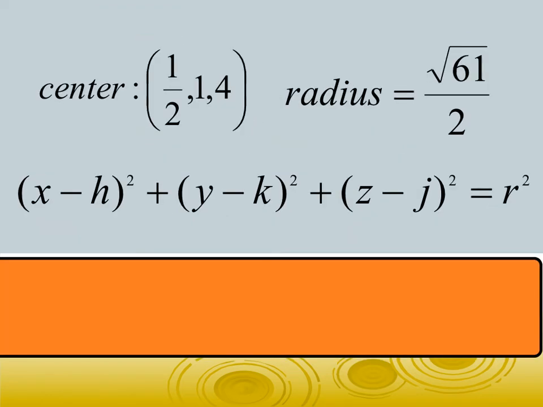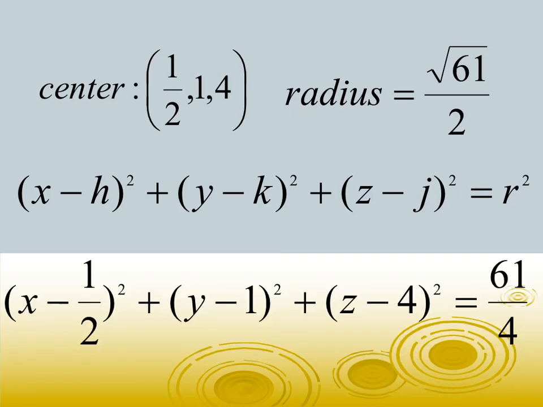Now that we have gone ahead and found our center and our radius, we can plug those into our equation for our sphere and do some simplifying to finish getting our equation. So if I do that, I end up getting (x minus 1/2) squared plus (y minus 1) squared plus (z minus 4) squared is equal to 61 over 4.